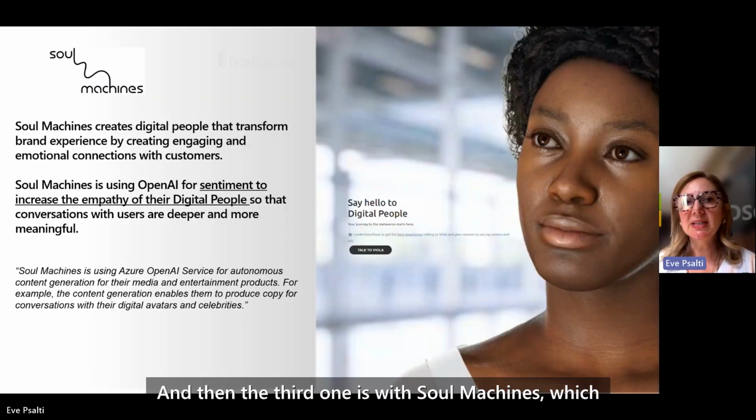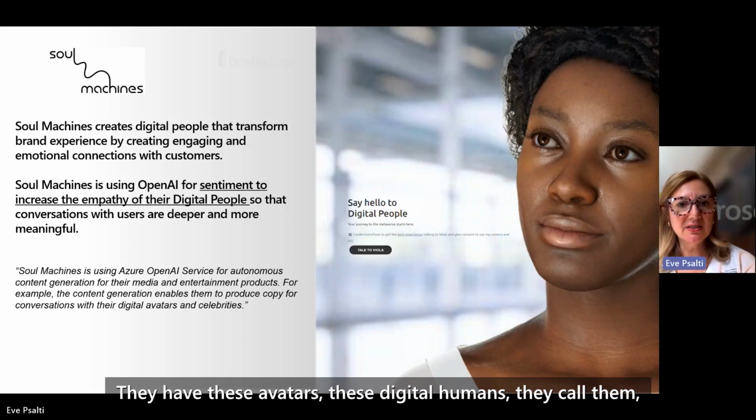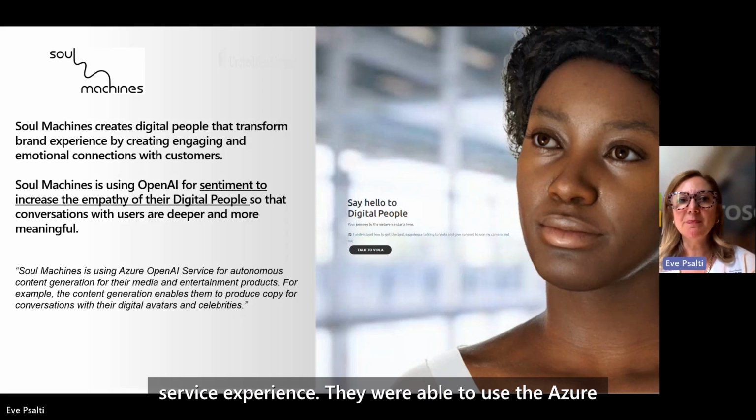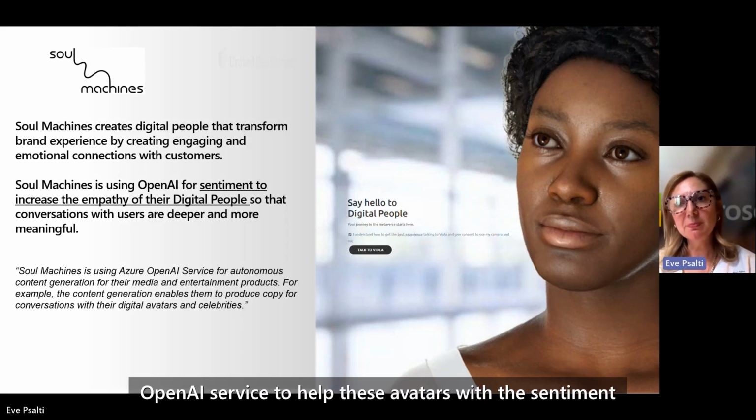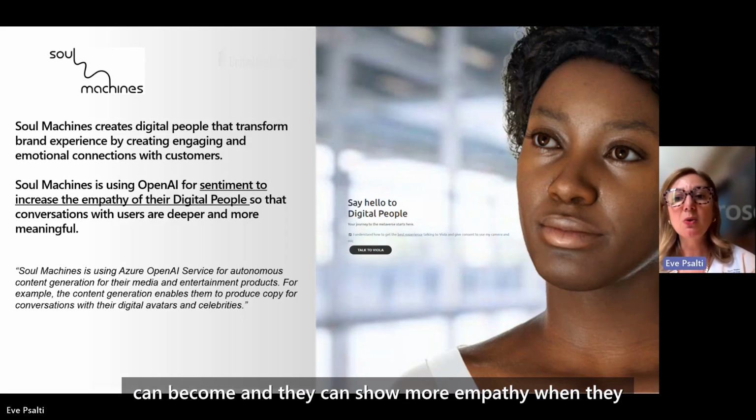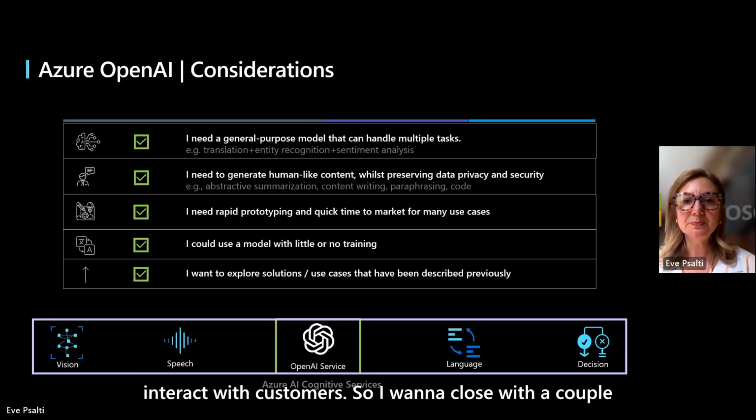And then the third one is with Soul Machines, which is a partner from New Zealand that we worked with. They have these avatars, these digital humans, they call them. They're basically avatars that can further personalize the customer service experience. And they were able to use the Azure OpenAI service to help these avatars with the sentiment extraction and analysis from the conversation so that they can show more empathy when they interact with customers.